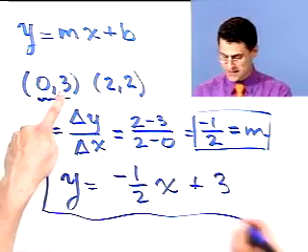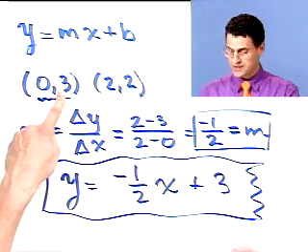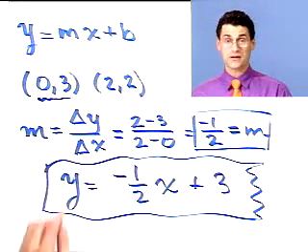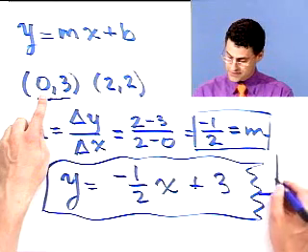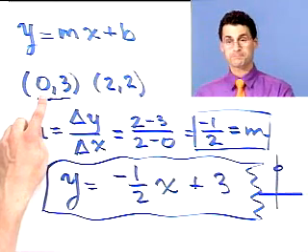So that was really easy, because in fact they gave us the y-intercept. We just had to realize that that was the y-intercept, because x is 0. So if x is 0, that means that (0, 3) is the y-intercept.